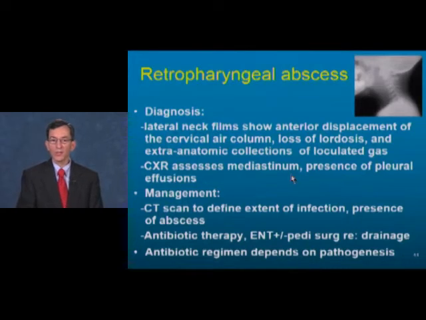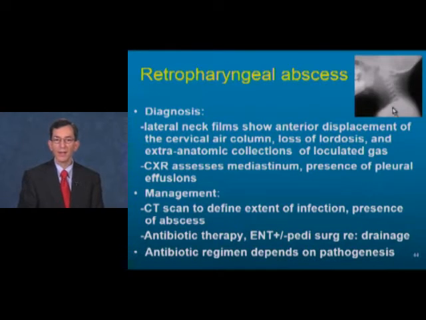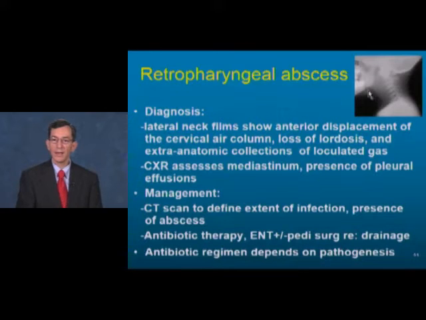So how do we diagnose retropharyngeal abscess? A lateral neck film is actually quite helpful if a patient can sit quietly in the lateral position to take this picture, because we see that the normal lordosis of the neck is lost, and that there is a space developing between the cervical vertebrae and the air column. This represents the phlegmon or abscess in the retropharyngeal space. And sometimes we actually see gas bubbles percolating in this space.